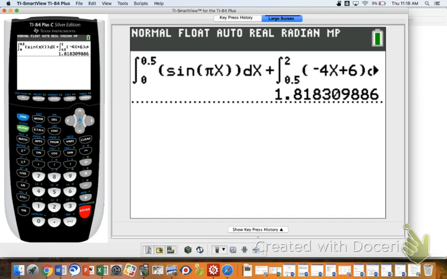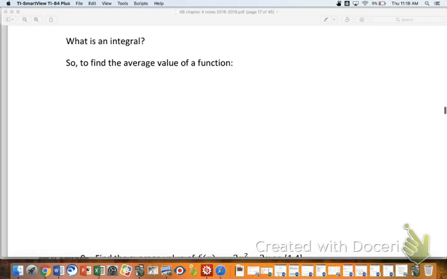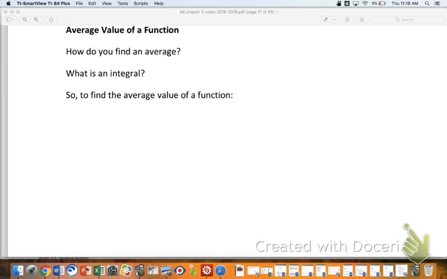Good? All right. Let me just maybe lay a little bit of groundwork for what we're going to be looking at after the break. This will be a good place for us to finish here. Let me just ask you these questions. How do you find an average? Do you guys remember just the basic process for finding an average of anything? Add them all up, divide by the number of numbers.